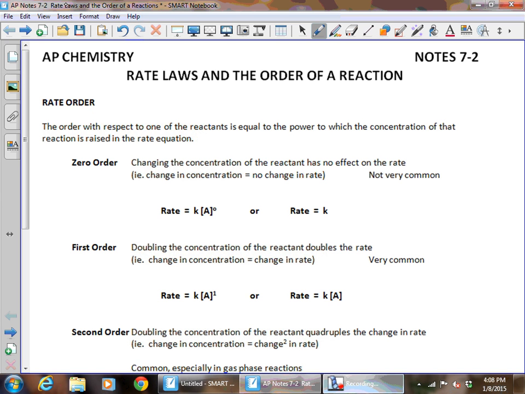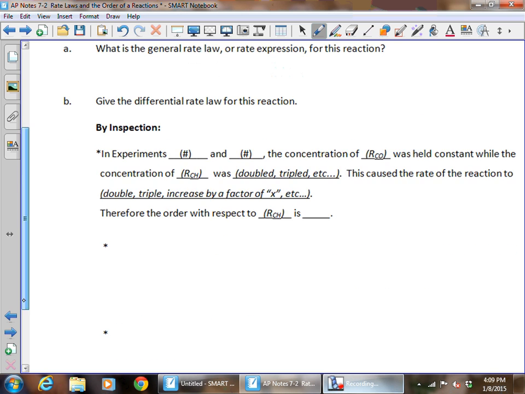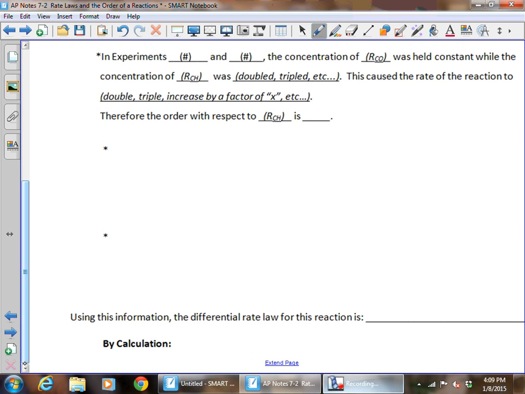In this video, we want to continue our discussion of rate laws and the order of a reaction. In the last video, we analyzed this particular lab experiment, and we did this by inspection, and we found out that the differential rate law for this was that rate is equal to K times A squared times B.